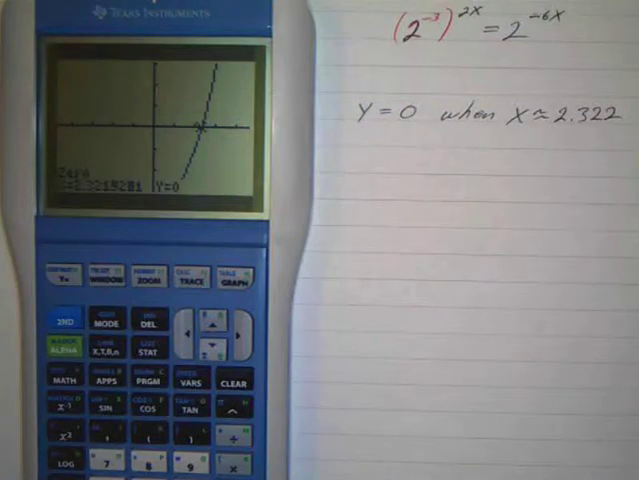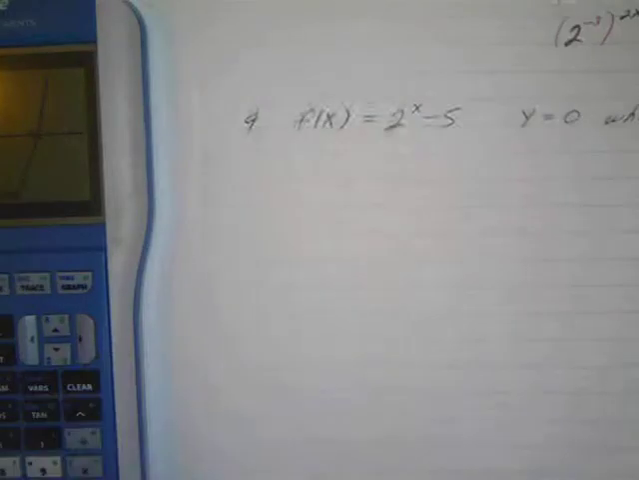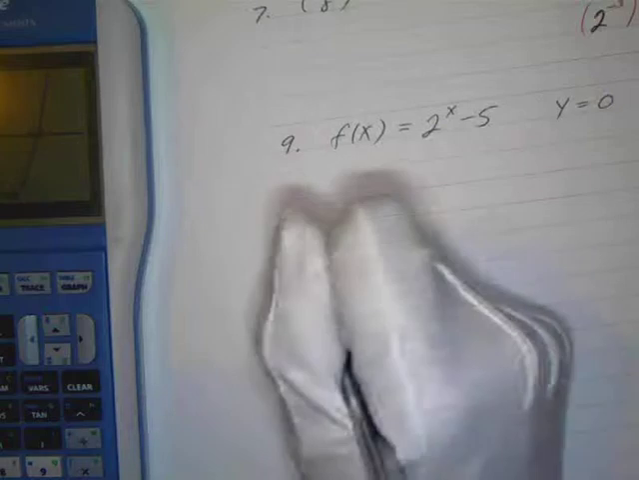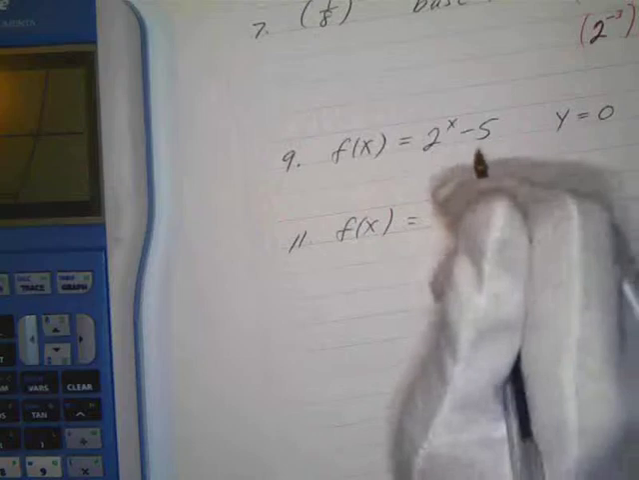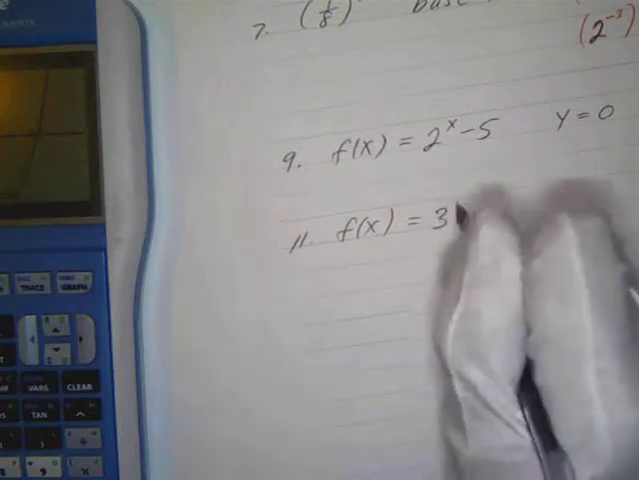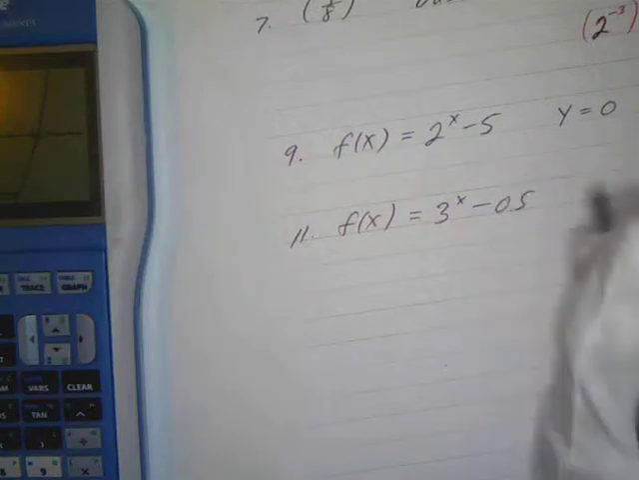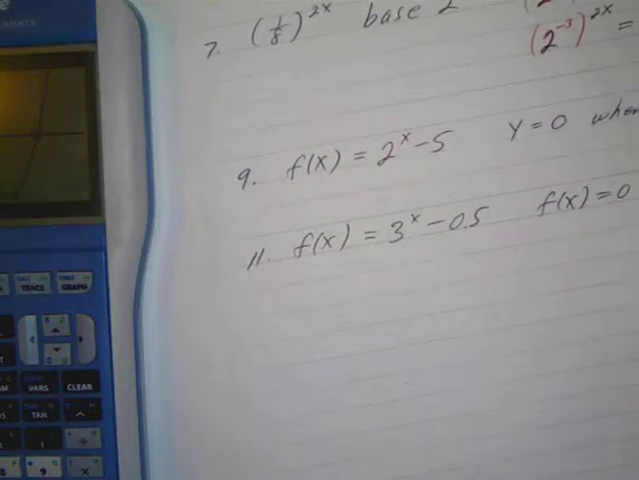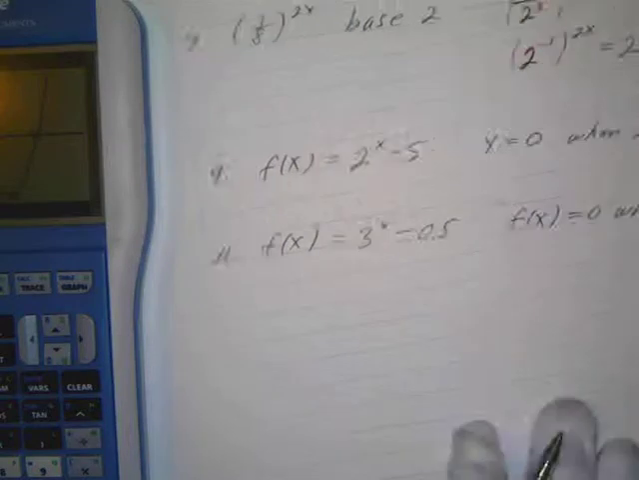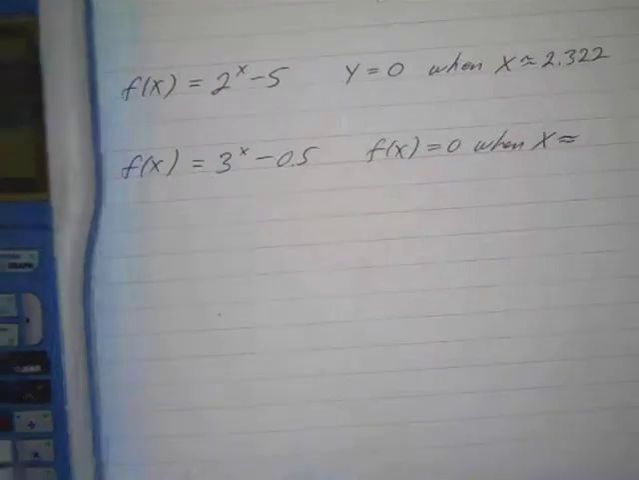And then number 11, it's another one. They want you to find the 0. So I guess we can do this. We're kind of on a roll here. I think we can. These are pretty easy graphing problems. Number 11, f of x equals 3 to the x minus 0.5. So we want to know when f of x equals 0. Same thing as y when x equals, or approximately, we'll probably have to round it off. Okay, so we're looking for this, okay? So let's graph this.